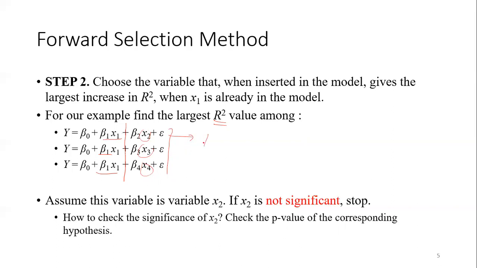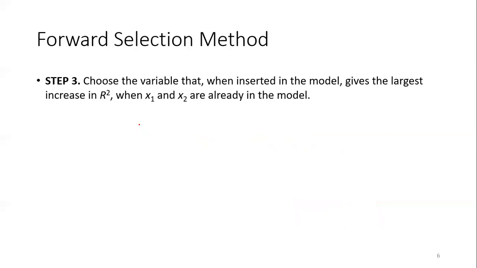Again, then check the p-value. How to check the p-value? We check the p-value of the hypothesis whether beta 2 is equal to 0 or not. We will see it in detail in the example, but if we cannot reject the hypothesis, again, we just stop here, because even if this has the greatest R square, it's not significant. If it is significant, we add the variable to the model and proceed to the next step.